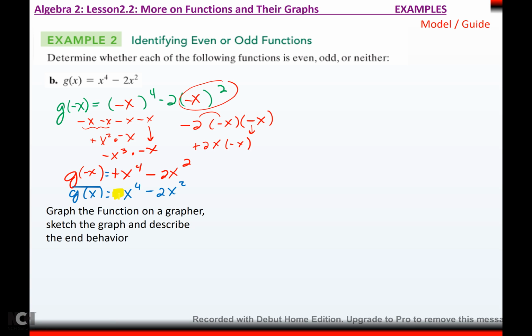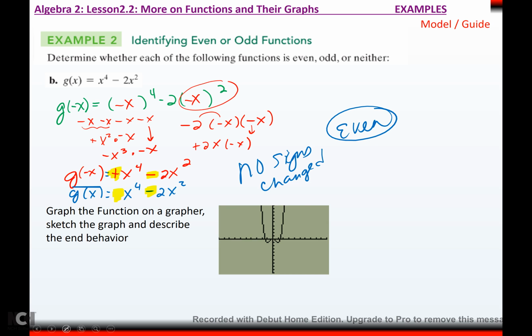in my original function, x to the 4th is positive. In my g of negative x, x to the 4th is also positive. In my original function g, my x squared term is negative, and in my g of negative x, my x squared term is negative. So no signs changed. No signs changed. And when no signs change, that means your function is even. Okay, that's algebraically.